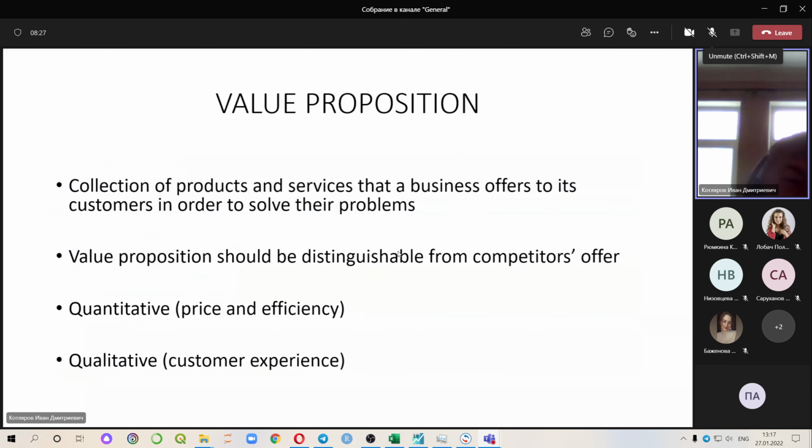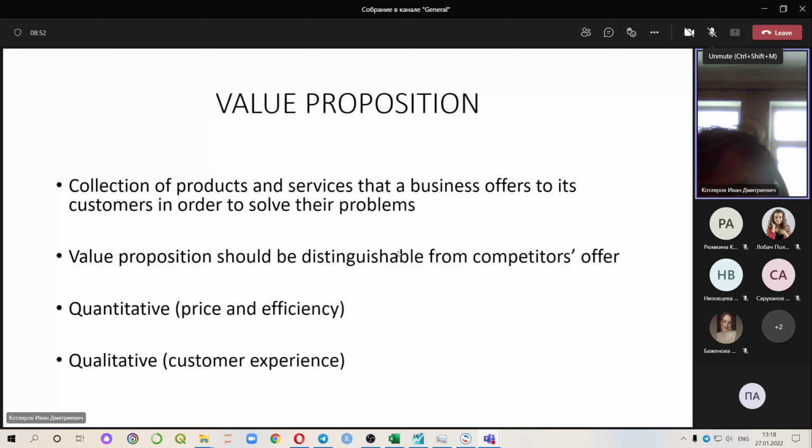So, what about value proposition? Ladies and gentlemen, from the simplistic point of view, value proposition can be described as a collection of products and services that a business offers to its customers in order to solve their problems.